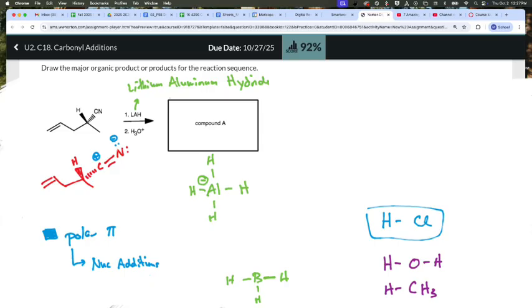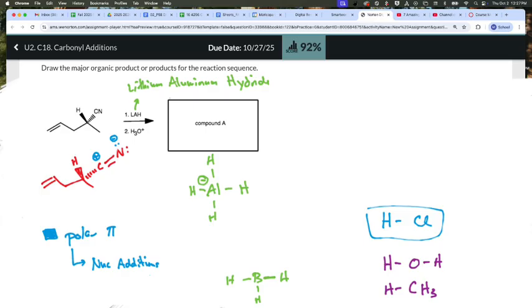It's the difference in electronegativity. What's the difference in electronegativity between boron and hydrogen? Hydrogen is actually more electronegative than boron. What's our electronegativity trend down a column? It decreases. So if hydrogen is more electronegative than boron, what is hydrogen in comparison to aluminum? Even more electronegative.